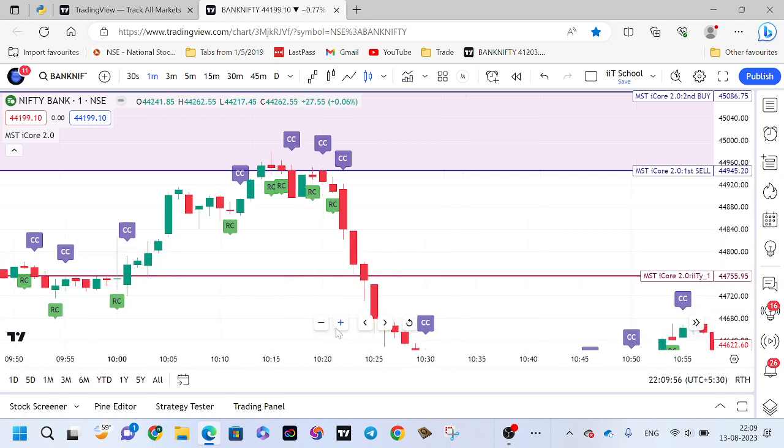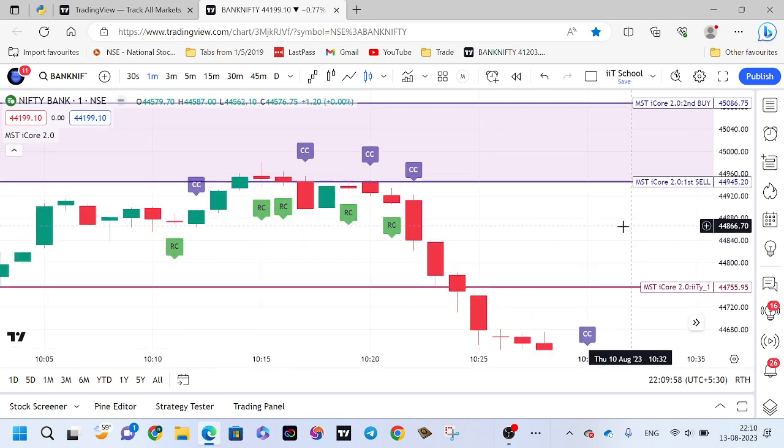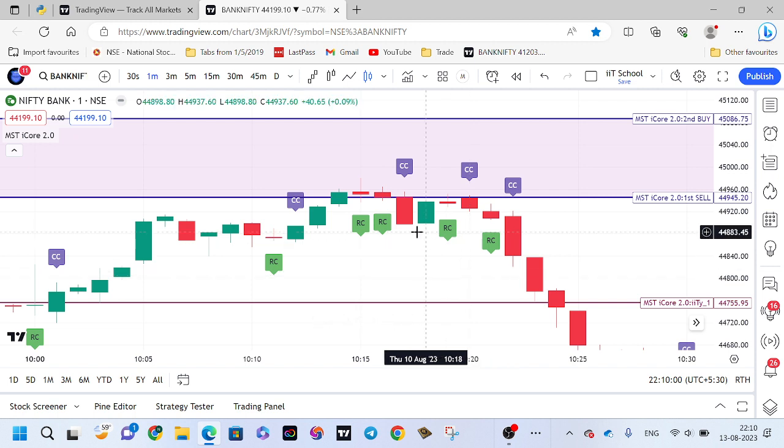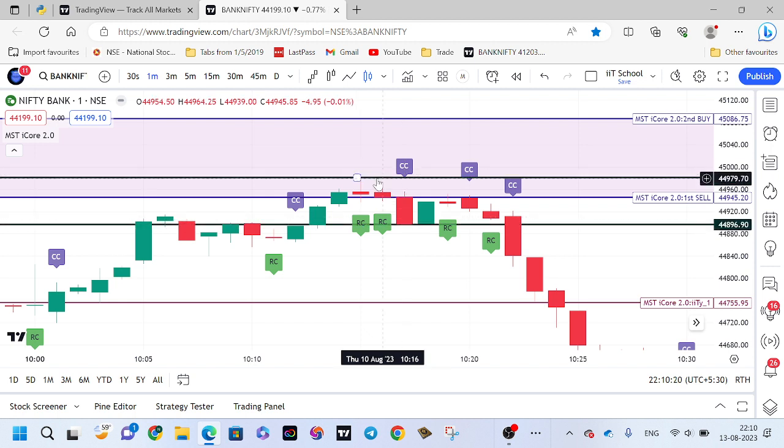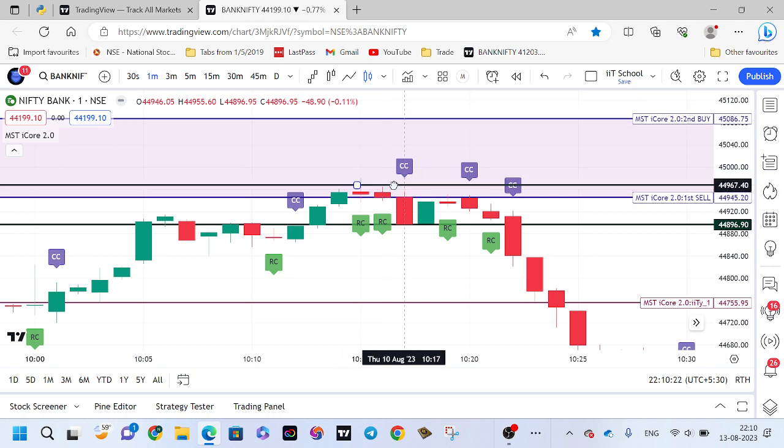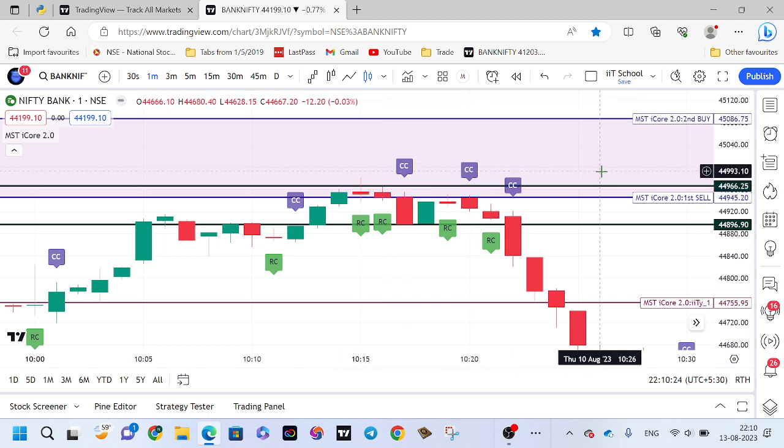See here, I will just zoom it out. See, this candle is a confirmation candle, RC, and one more RC and confirmation. So now mark the high of this candle and low of this candle. Which candle? This candle. Since we got one more R3C, so our high will be moved down to this area.